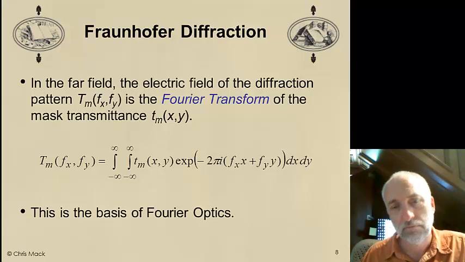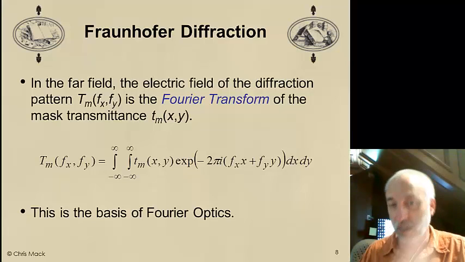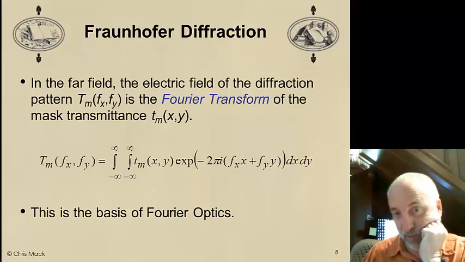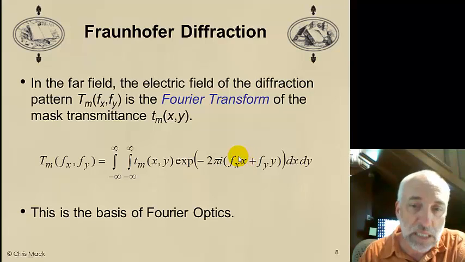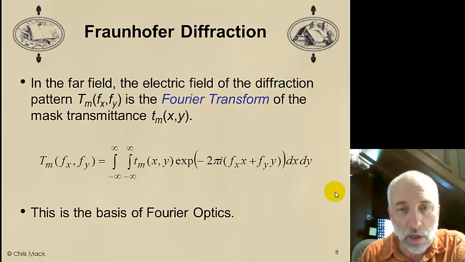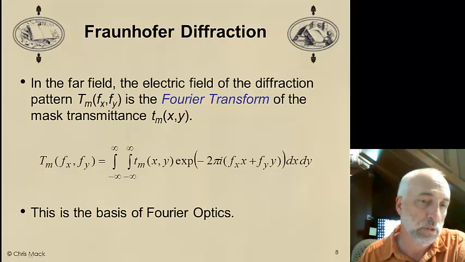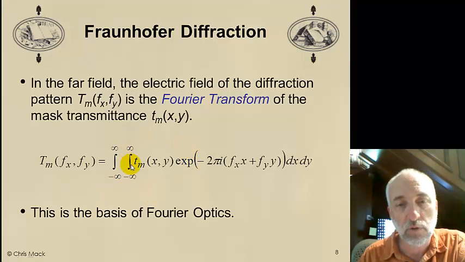Now, Fraunhofer derived some of these early equations, and they were used for a long time, and then people looked at them and realized, I recognize that equation. I've seen that equation before. You know what that equation is? When I put it in terms of these spatial frequencies, fx and fy, this equation is nothing more than a Fourier transform. It's in 2 dimensions here, x and y, so the diffraction pattern, the electric field of the diffraction pattern, capital T sub m, is nothing more than the Fourier transform of the mask transmittance function, little t sub m.